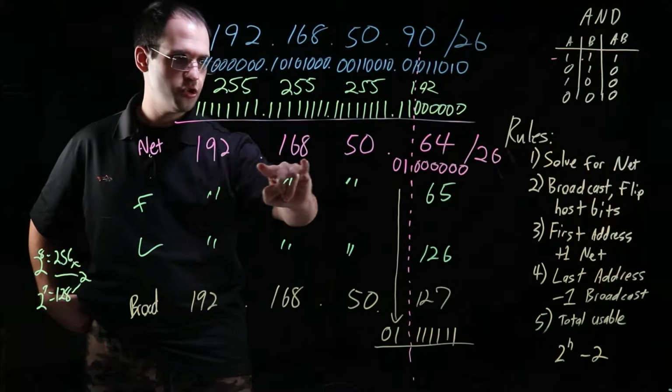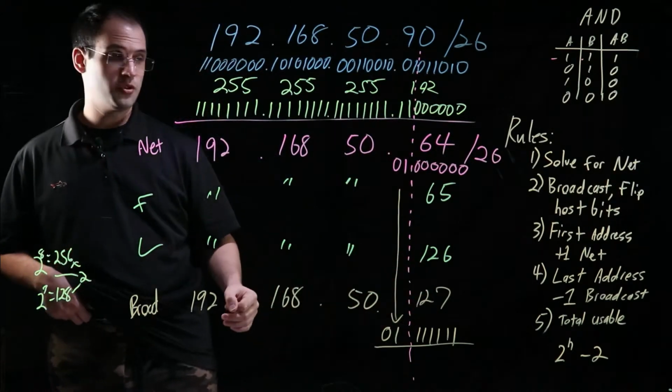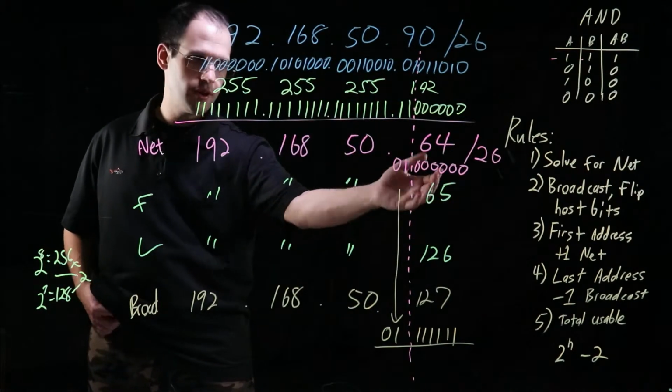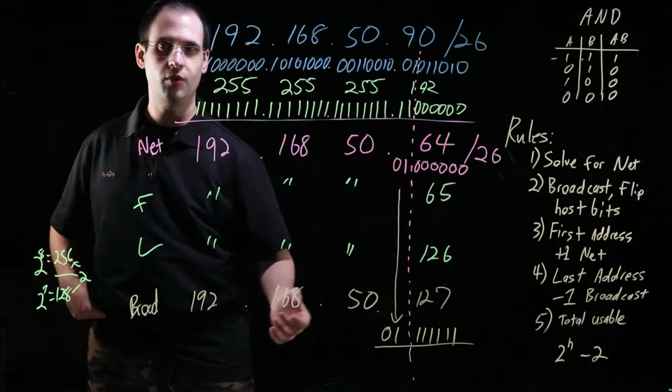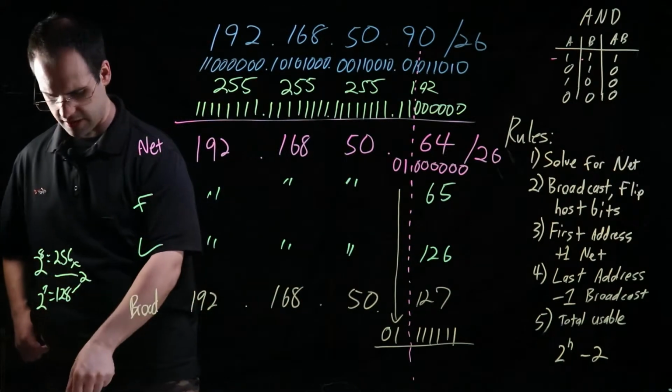is I'm going to have 192.168.50.64, and I'm going to end somewhere around 127. We can see that, right? This 90 is somewhere in here, somewhere between 65 and 126. So this is legitimate. This is the real network, okay?